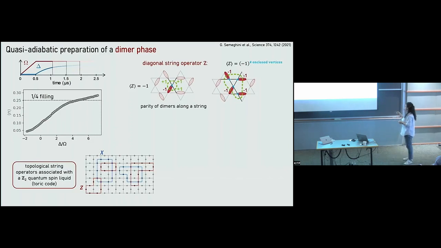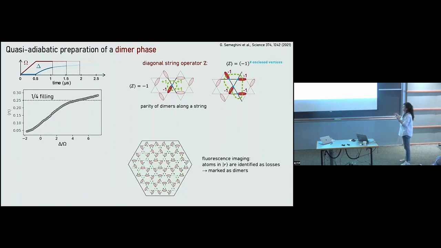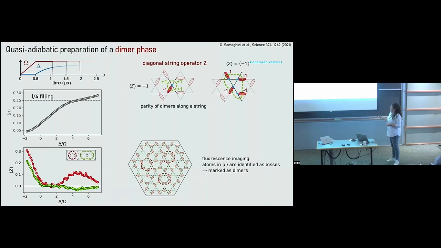So measuring the expectation value of Z on closed loops is what allows you to detect if you are in a dimer phase or not. So how do we measure this in the experiment? We take a snapshot like the one that I showed you before, doing this fluorescence imaging. We detect where the dimers are, and then we start drawing these closed loops and measuring the parity on these loops. We average over loops that are at different locations on the array, and we also average over many different experimental repetitions. And here I am showing you the results for these two examples of closed loops.